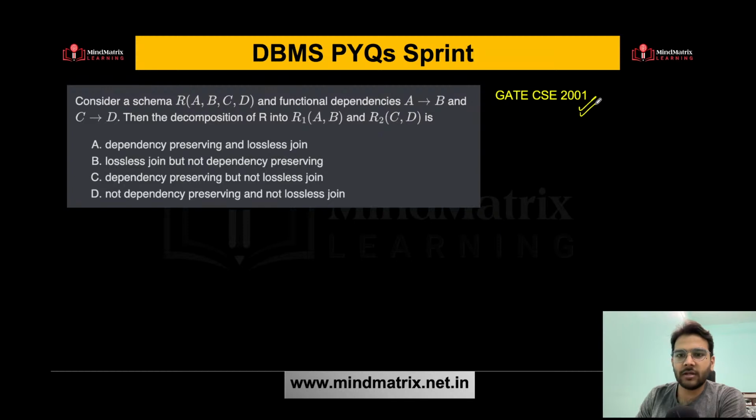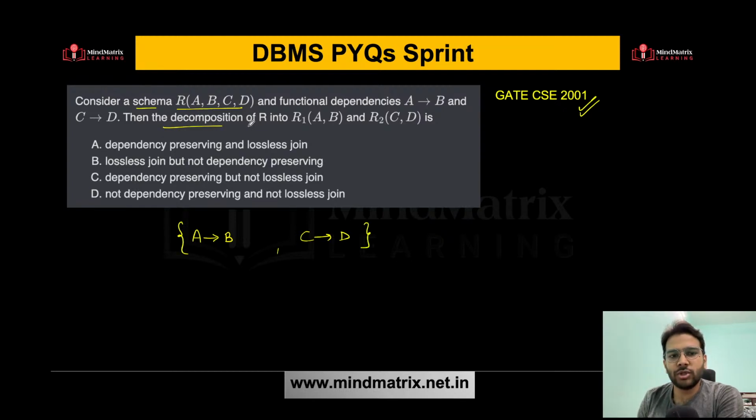This is from GATE CSE 2001, and it is based on finding whether a decomposition is lossless or lossy, and whether it is preserving the dependency or not. So now we need to solve this question. Let's read it first. Consider a schema R having four attributes A, B, C, D, and the functional dependencies given to us are A determines B and C determines D.